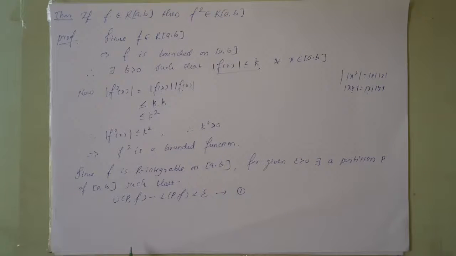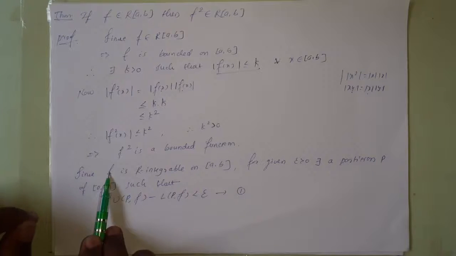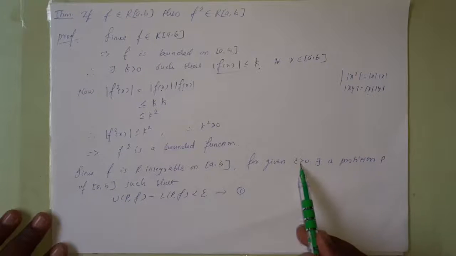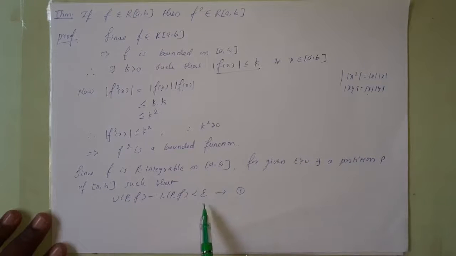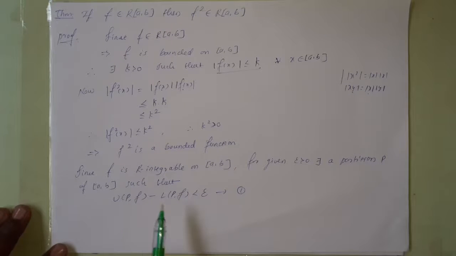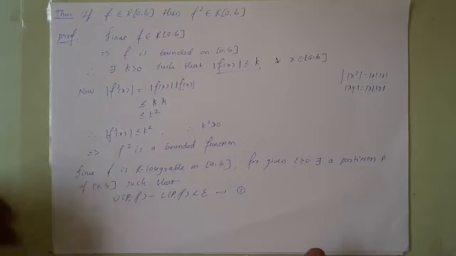So here it is the condition for integrability. Since f is Riemann integrable, this condition must be true. Therefore, epsilon is greater than 0 and P is a partition satisfying the condition that the upper sum minus the lower sum of the function f is less than epsilon, where epsilon is an arbitrary constant.